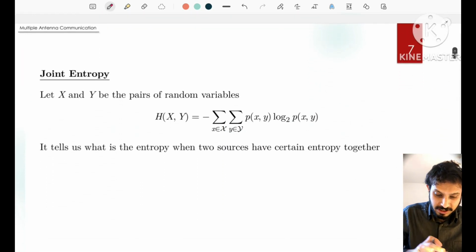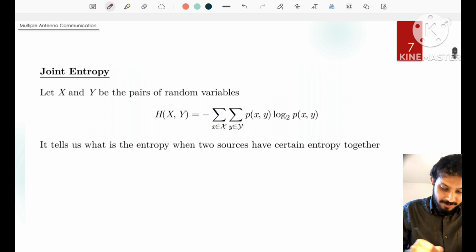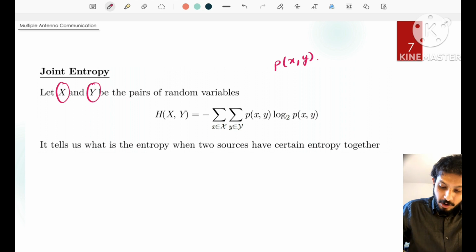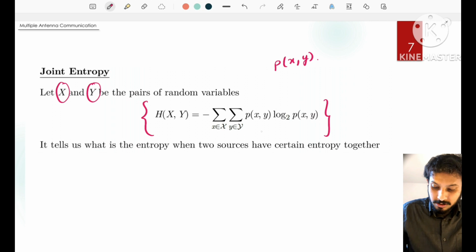The next definition is joint entropy. Let's say we have a pair of random variables X and Y, distributed according to the joint PMF p of x, y. Then according to the definition of entropy, we can write joint entropy in this way, which is the summation over all x and over all y of p of x, y times log 2 of p of x, y. And this joint entropy tells us the entropy when the two sources are considered together.